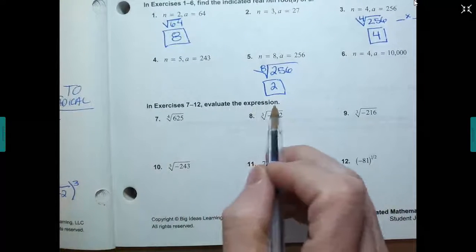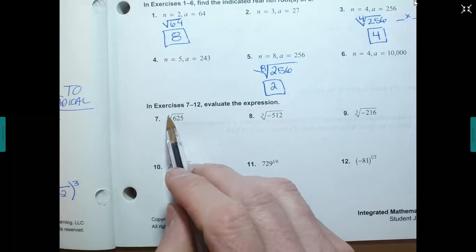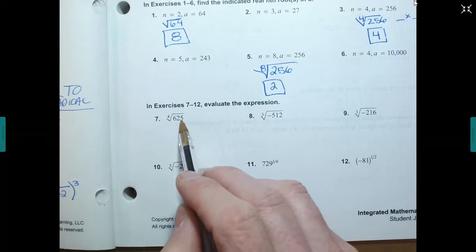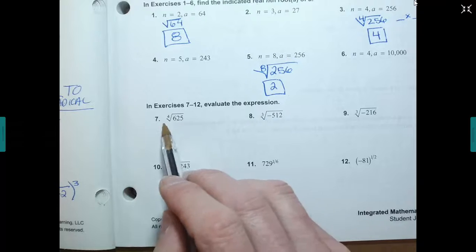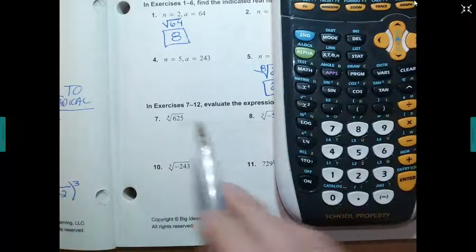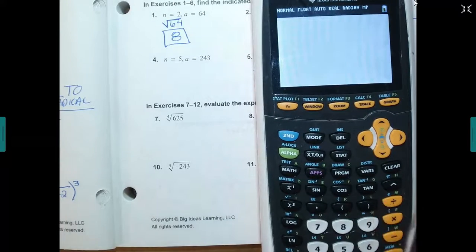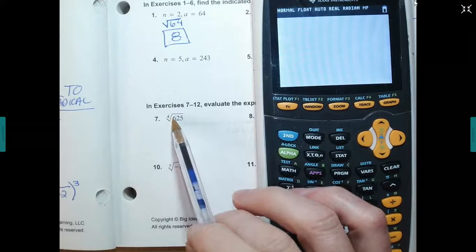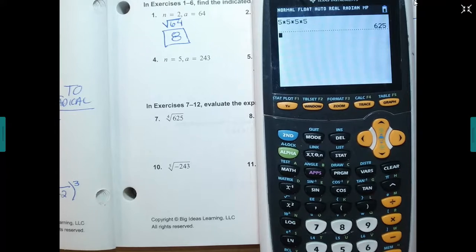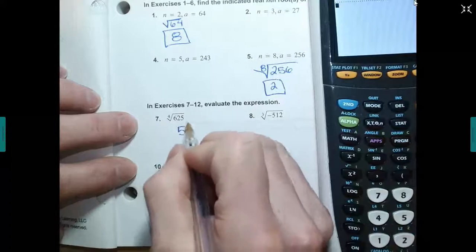All right, so evaluate this expression. Well, it's the same thing we were just doing. It's just the first step is written for us. So what times itself 4 times equals 625? Well, it's a 5. So my guess, it's probably 5, since it's got a 5. And remember, I'm just guessing and checking. So let's do 5 4 times. 5 times 5 times 5 times 5. Sure enough, 625. So our answer is 5.